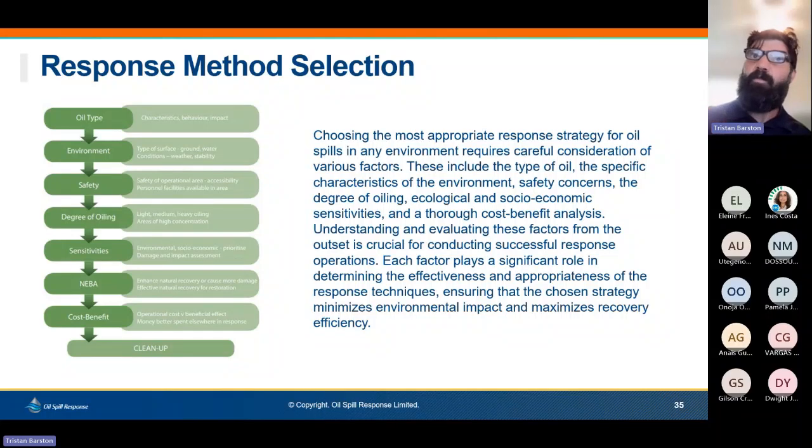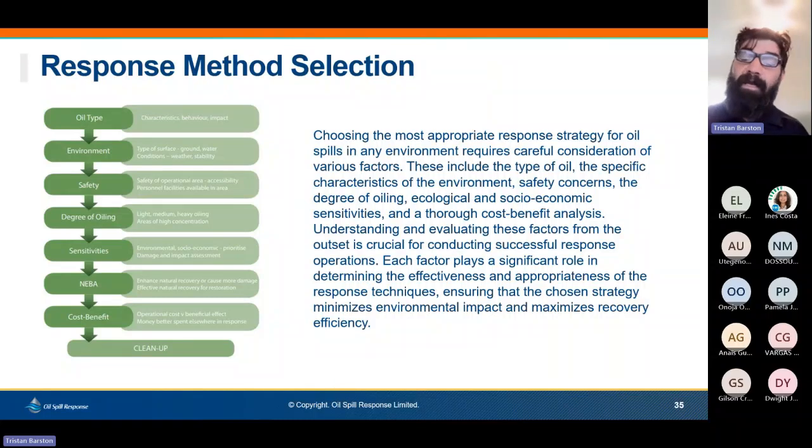Obviously, the environment that we're working in will direct how easy it is for us to get our response resources into the area that's needed. Also built into that is the safety. We don't want to put any of our responders in any danger. So we need to make sure that we have a broad and very good overview of the safety of our personnel on site.